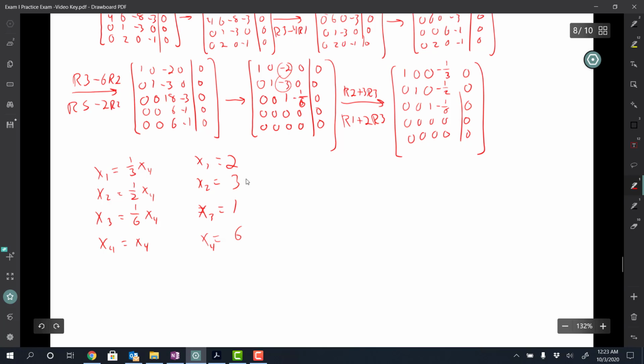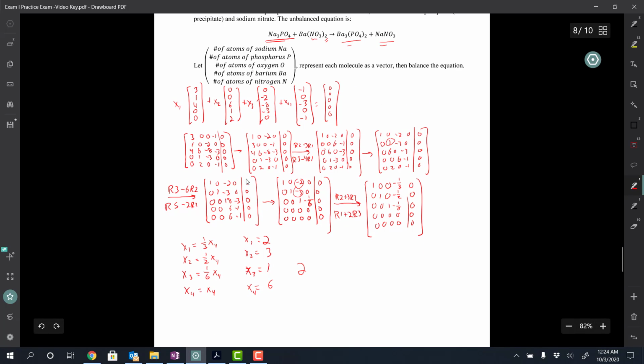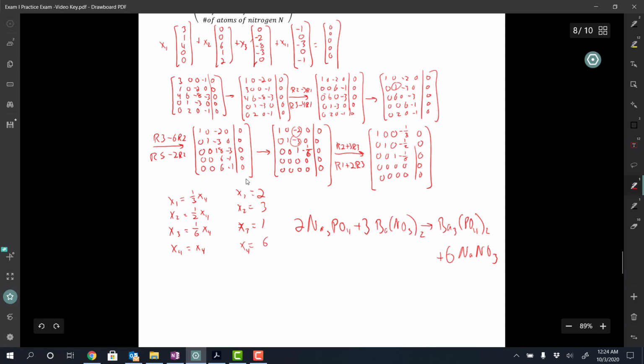For my original problem, that tells me that I need 2 of my first molecule plus 3 times my second molecule, and that should balance out my equation, giving me 1 of my third molecule plus 6 of my last molecule. And that would be my balanced chemical equation.